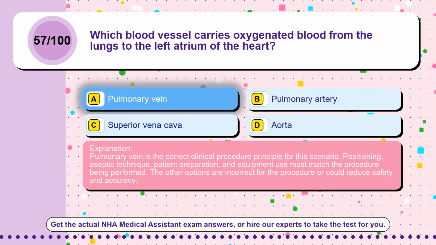A fomite is a non-living object that can carry infectious material from one person or surface to another. Examples include bedrails, equipment, pens, and contaminated trays. Vectors are living carriers, while antiseptics and airborne particles describe different infection control concepts.